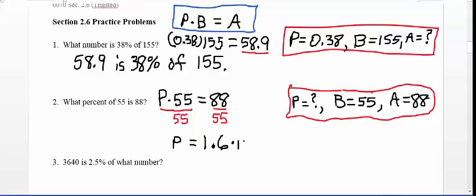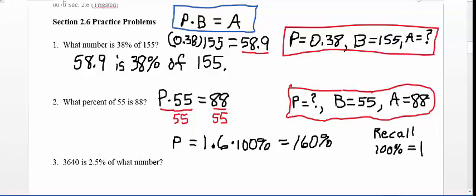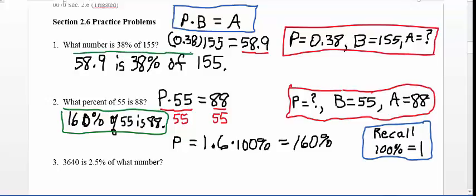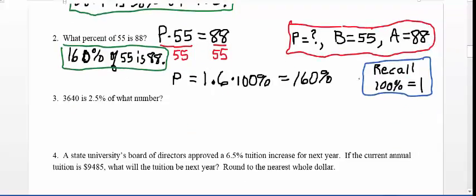Now to convert that to a percentage form, I multiply by 100%. And you may wonder, how can you do that? Well, you have to remember that 100% is 1. I can always multiply by 1 without changing something's value. So 160% of 55 is 88. That's my final answer on number 2. So I'm going to circle the final answers in green. So number 3, 3,640 is 25.5% of what number?